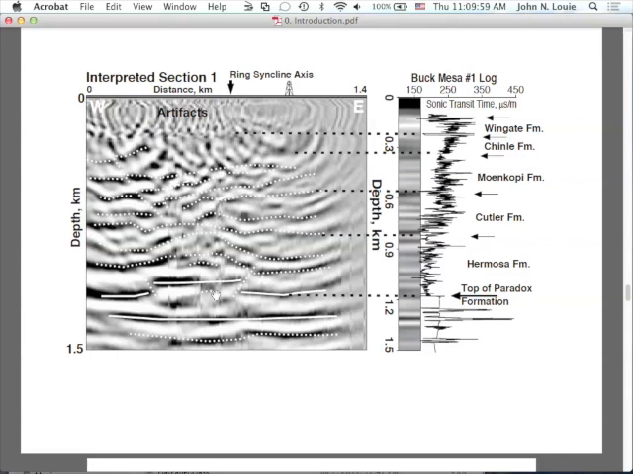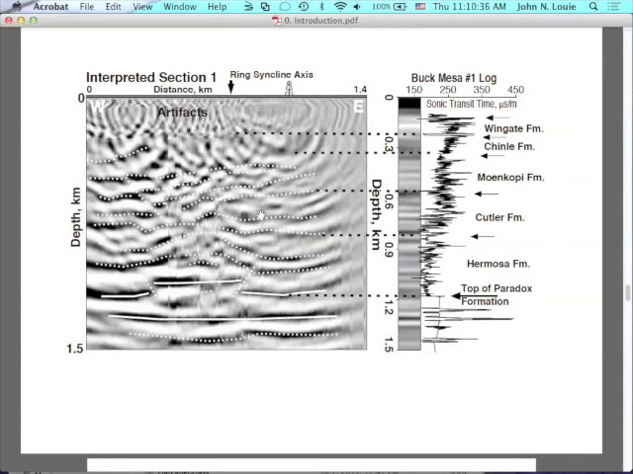And how about that? If we were in the middle of the ring syncline, and it's due to doming of the Paradox salt, then there should be a much more prominent syncline on the Paradox salt. And certainly the top of the Paradox salt should not have this uplift in it. So again, the image is showing the opposite of what you should see if it was a salt dome.